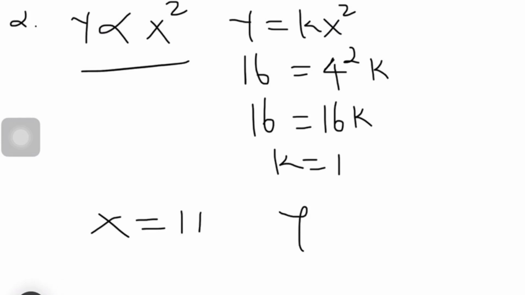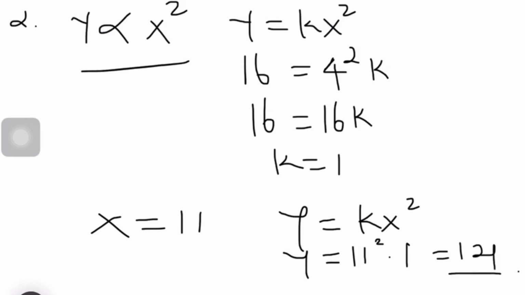So we know that y is equal to kx squared. Our x is 11 and our k is equal to 1. So y is equal to 11 squared multiplied by k, which is 1. And this is the same as 121, and you are done. It's as simple as that. So I hope you followed through.